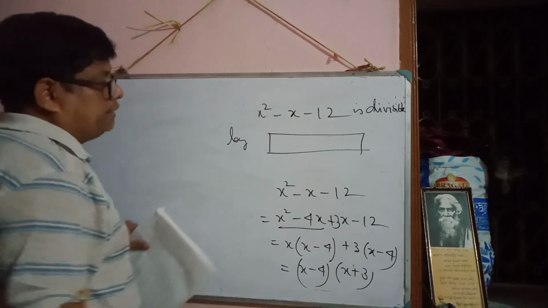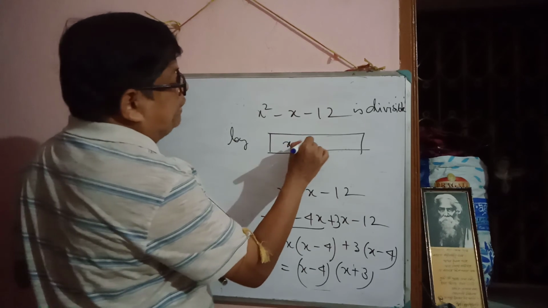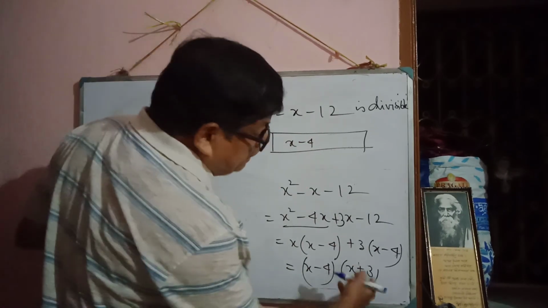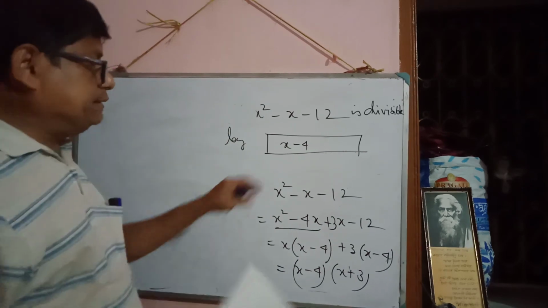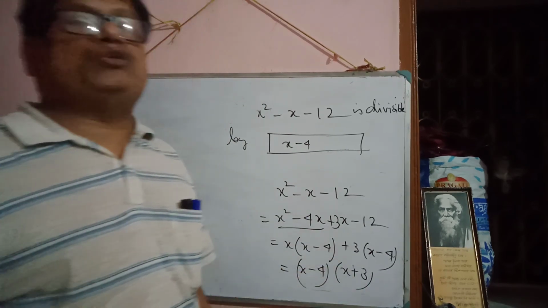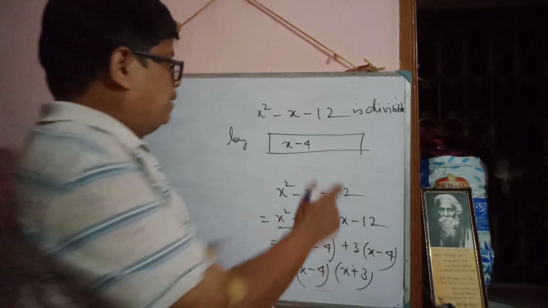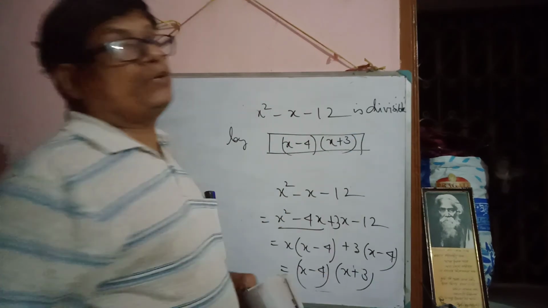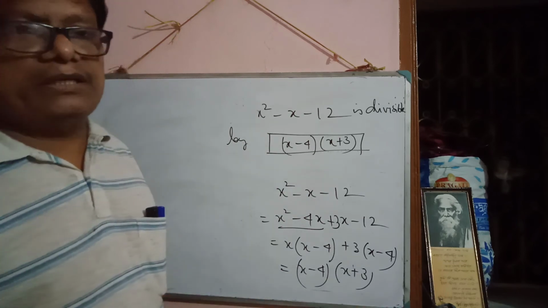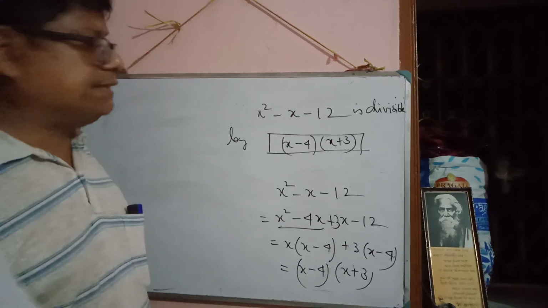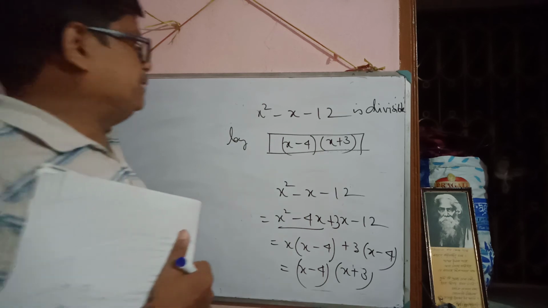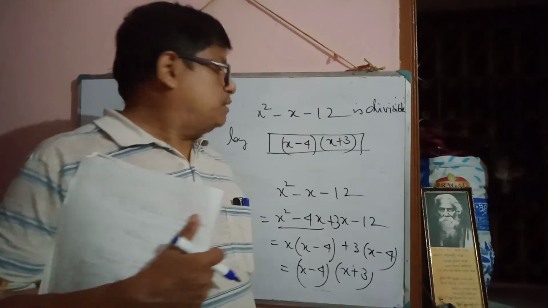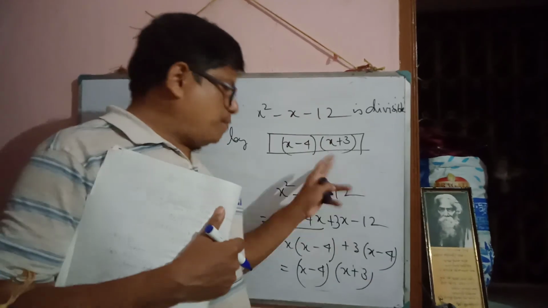So we can write divisible by x minus 4, factors are there, or x plus 3, divisible by either this or this. Also you can write here x plus 3, their product also means the same. So x square minus x minus 12 is divisible by x minus 4 or x plus 3. Okay, copy fast, all of you copy.